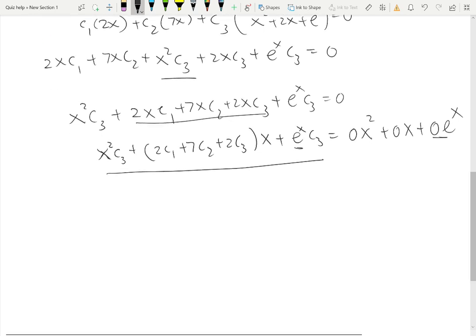All right. So let's compare the coefficients. Coefficients of x square: the coefficient of x square on the left is C3. On the right it is of course 0. So C3 is 0.